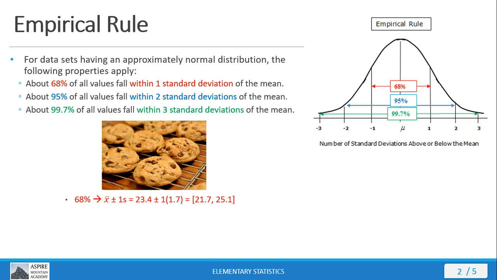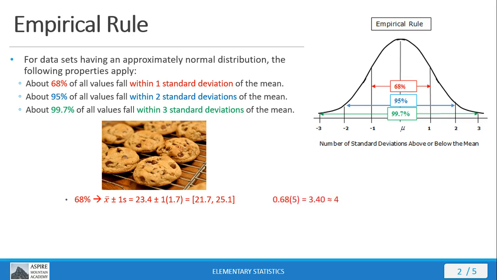Okay, we saw previously that our mean value is 23.4 and the standard deviation is 1.7. So we subtract 1.7 from 23.4 to get a minimum value of 21.7. We add 1.7 to 23.4 to get the maximum value of 25.1. Now, how many values in our data set should be between 21.7 and 25.1?